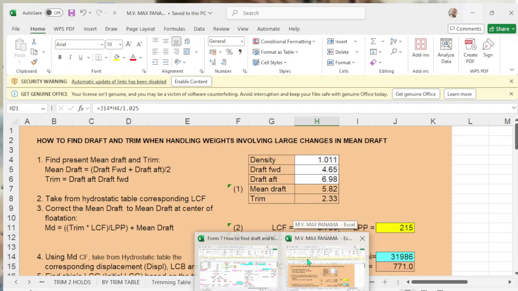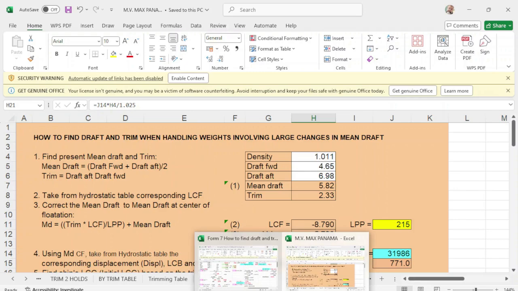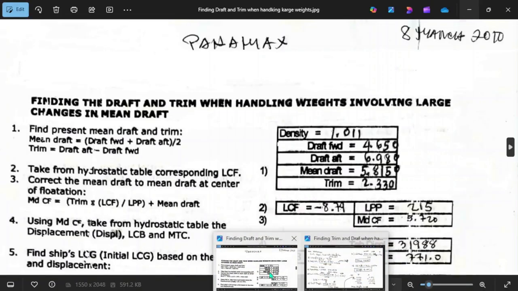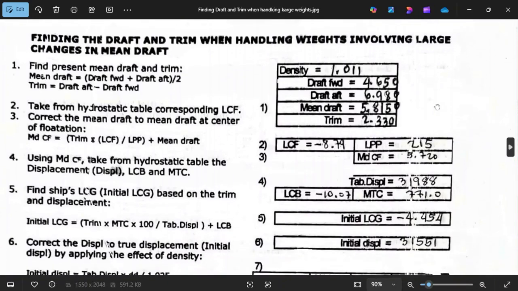So our main topic is how to find draft and trim when handling weights involving large changes in mean draft. Okay. So this is the initial draft, and this is the density. Anyway, this is the summary, which I'm going to explain.